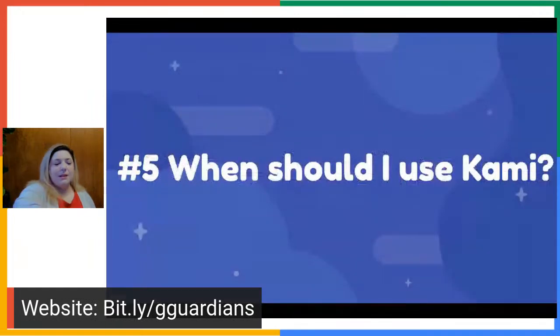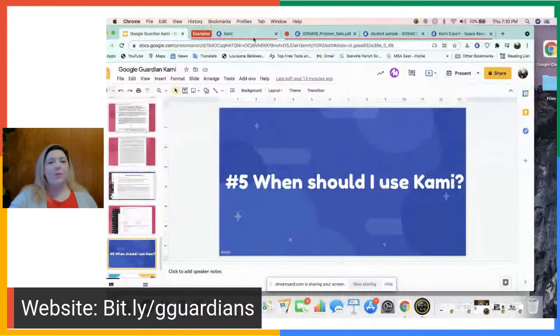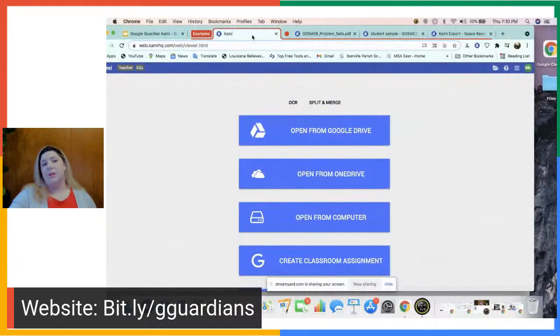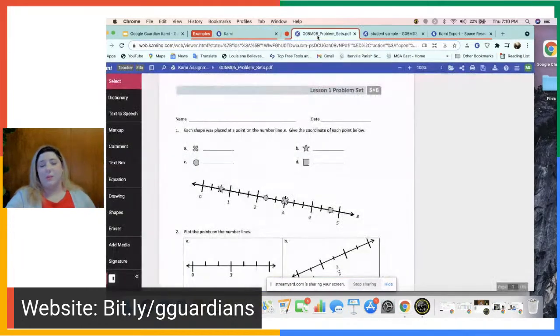And so I'm going to step out for a minute, and then I'll come back to number 5. But I want to go and show you Kami in real time. So if you're creating something, you want to make sure that you open it from Google Drive if you're not taking it straight from clicking on an assignment and then opening in Kami. So you want to upload it into Drive and then open it and select Open with Kami.